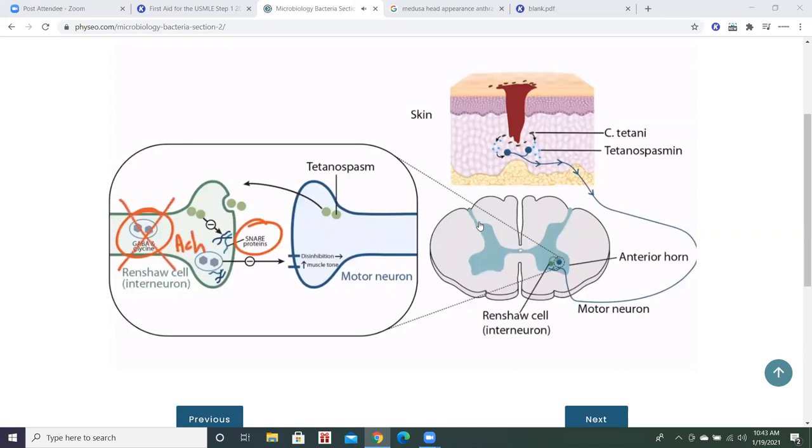Because acetylcholine is a stimulatory neurotransmitter, inhibition of acetylcholine results in paralysis. So acetylcholine is stimulatory. Therefore, if the toxin inhibits acetylcholine, then this would result in paralysis. So Clostridium botulinum causes paralysis, and Clostridium tetani causes sustained muscle contraction. So they're basically opposite from one another. Hopefully now that you understand the mechanism and the neurotransmitters involved, this makes more sense.